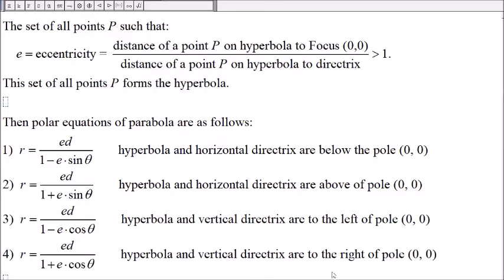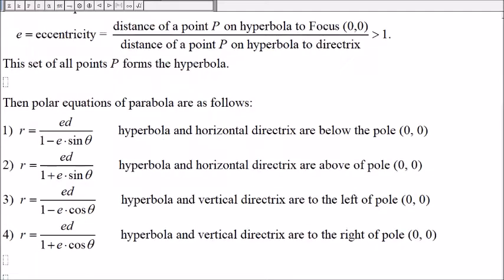So here's a summary of what we just did. If the directrix is below the pole, then we get the type as 1 minus eccentricity times sine of theta. If the directrix is above the pole, then we get ED divided by 1 plus eccentricity times sine of theta. And if the directrix is to the left of the pole, then for the denominator we get 1 minus eccentricity times cosine of theta. And the last case, where the directrix is to the right of the pole, for the denominator we get 1 plus eccentricity times the cosine of theta.